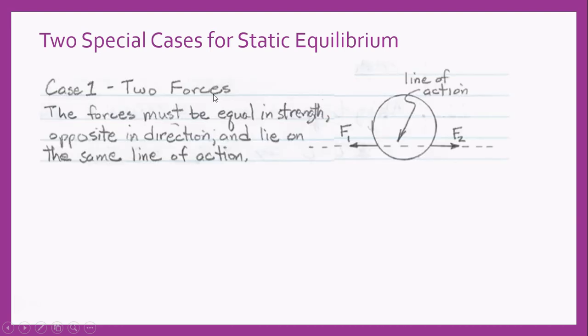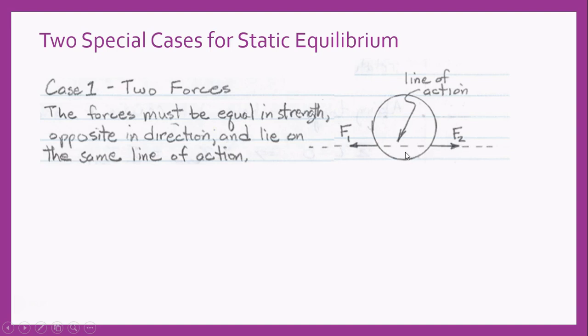We're going to close this podcast by studying two special cases for static equilibrium. In the first case, we have two forces acting on an object, and for these two forces to create static equilibrium, the forces must be equal in strength and opposite in direction and lie on the same line of action. So let's look at this wheel, and we would have a lever in the middle here. And so the forces have to be equal in strength and opposite in direction, plus they have to lie on the same line of action.